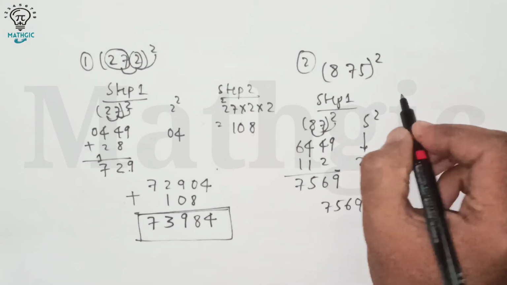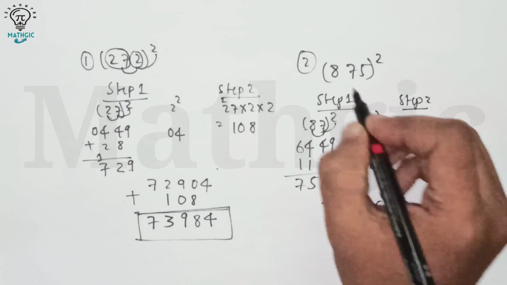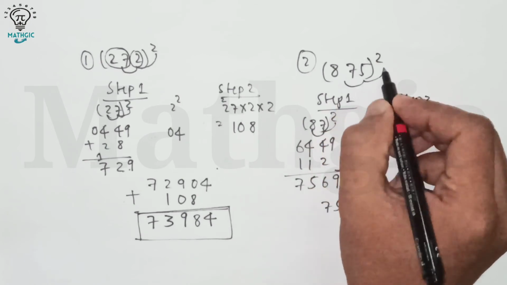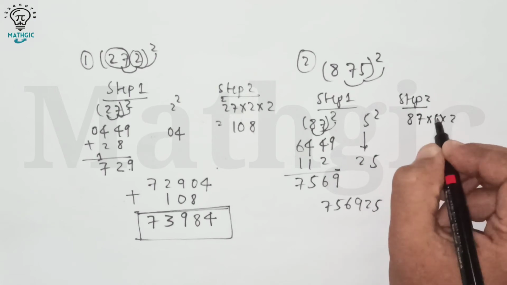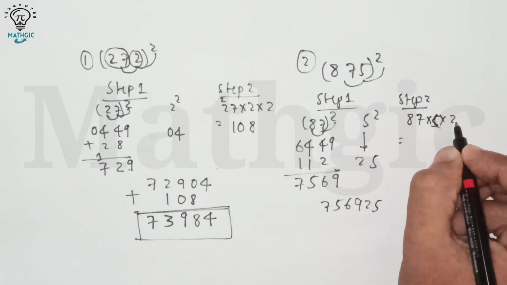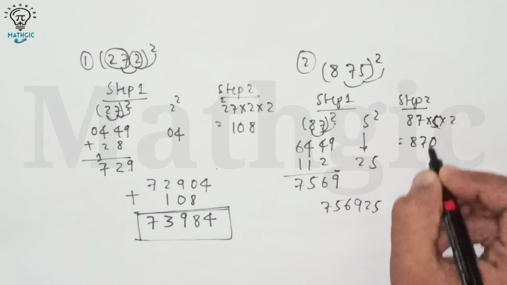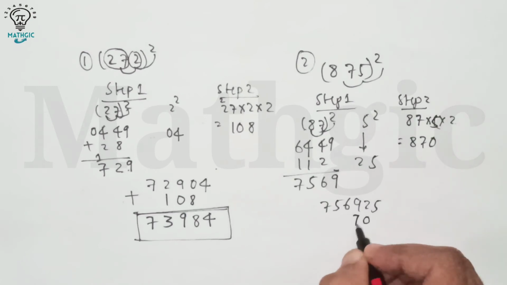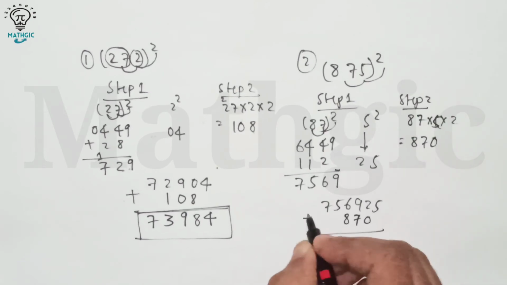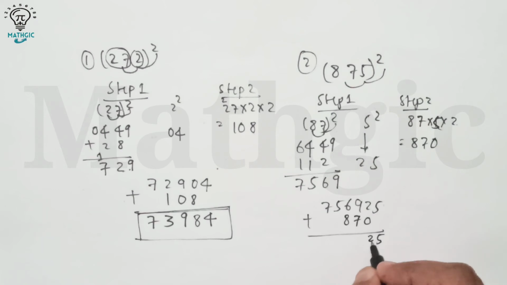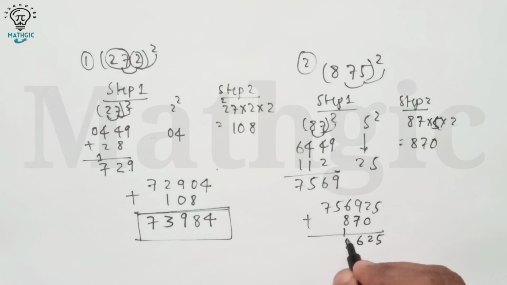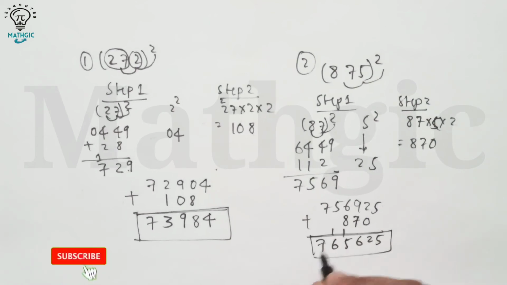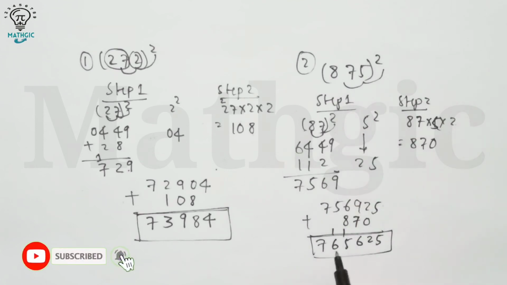Now in step 2, follow the same step. You have to multiply 87 times 5 times 2. So 5 2s are 10, 10 times 87 is 870. So add 870 here. So 5 plus 0, then 2, 6 plus 7 is 13 and so on, with carries. So the square of 875 is 765625.